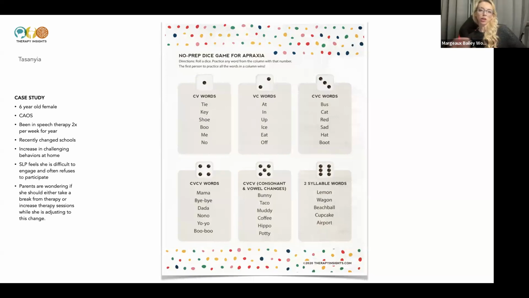Definitely, especially if you're that far into it. Okay, our resources back up to Sonia. You chose this one for the case study, the no prep dice game for apraxia. Super fun game. Tell us more about why you chose this one.